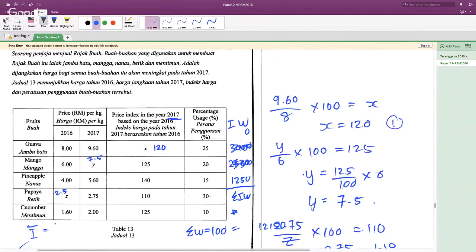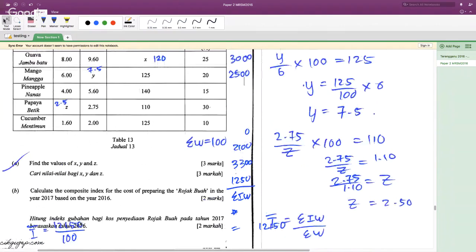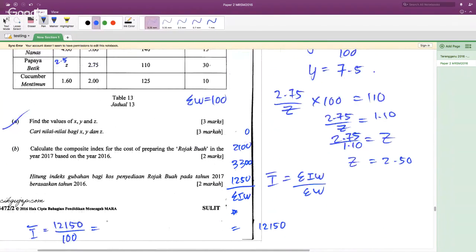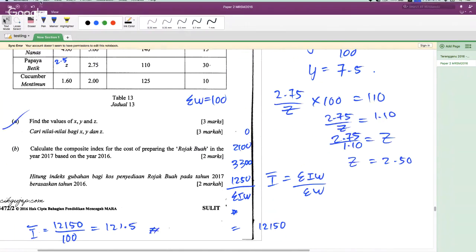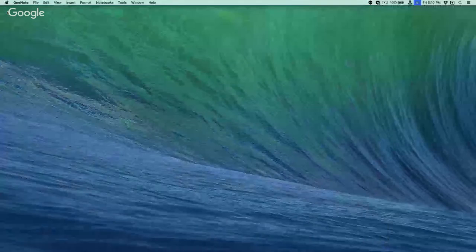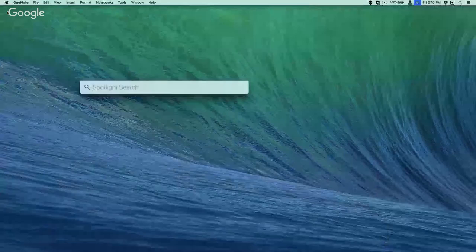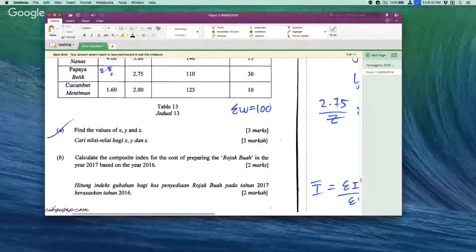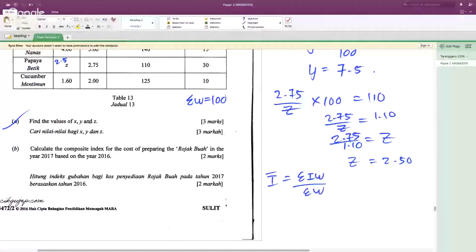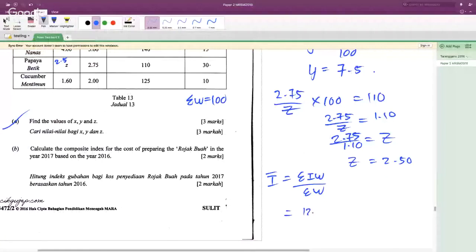Composite index, I do it here. It just equals to 12150 divided by total weightage 100. So therefore, my composite index equals to 121.5. Okay, so yeah, lost the composite index. We got 12150 over 100, so it's 121.5.